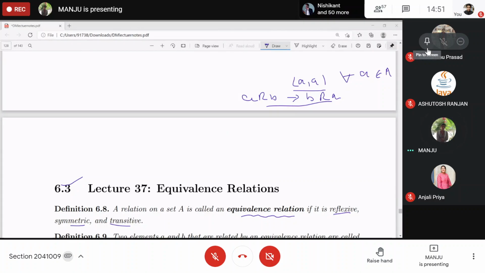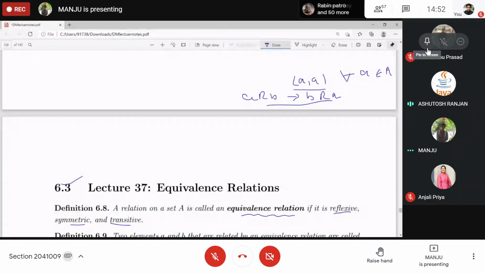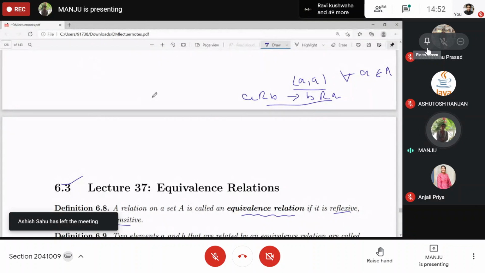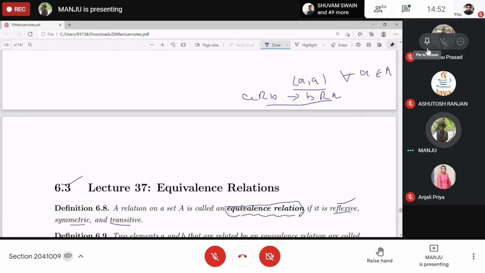Asutosh Ranjan, tell me transitivity. In transitivity, A comma B belongs to R and B comma C belongs to R. Then if you find that A comma C belongs to R, we say the relation is transitive. A is related to B, B is related to C, then you have A is related to C. So if a relation satisfies all these, reflexive, symmetric, and transitive, that relation becomes an equivalence relation, right? Yes, ma'am.